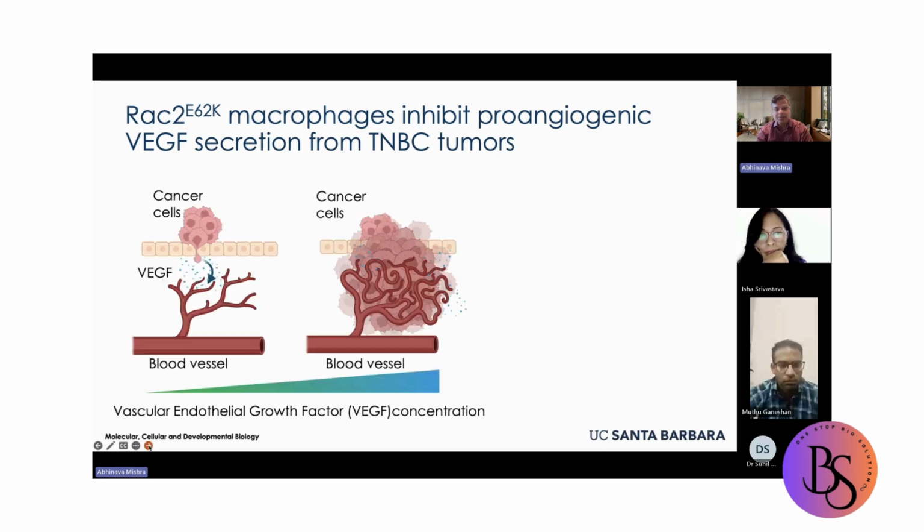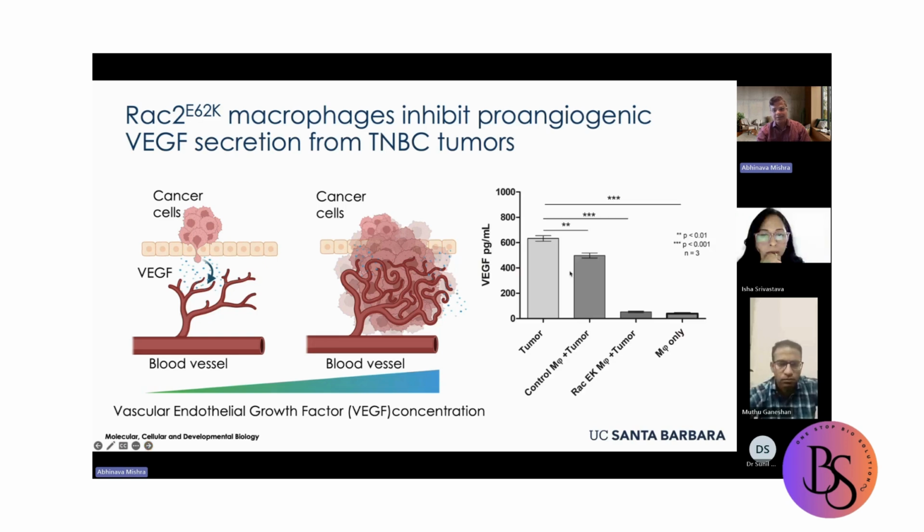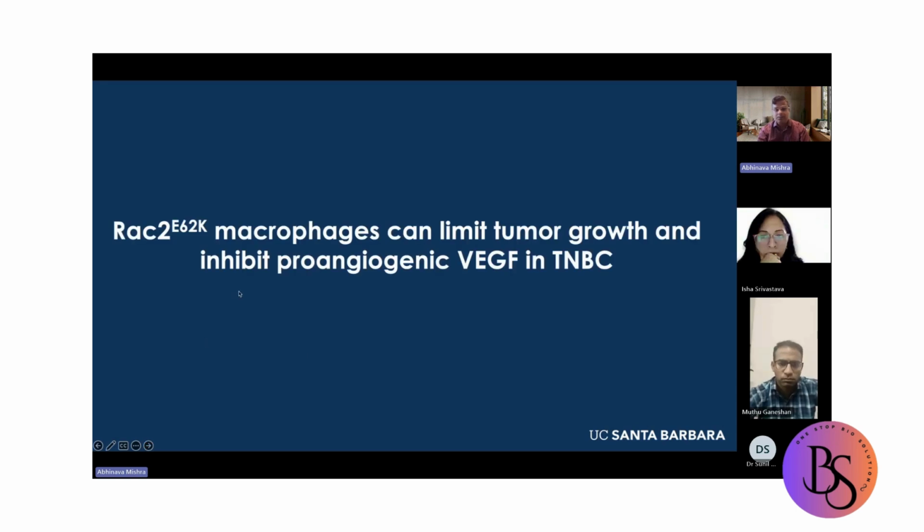Then we asked the question: now that we have seen that they recruit blood vessels, can we also stop them from harnessing this blood vessel formation, or angiogenesis, that the cancer cells use to support their growth? They secrete VEGF to support their own growth and blood vessel formation. In these co-culture systems, what we saw is that once you grow these tumors with the RAC macrophages, they do not secrete as much VEGF, suggesting that the RAC macrophages are not only inhibiting their growth, but also inhibiting their pro-angiogenic properties.